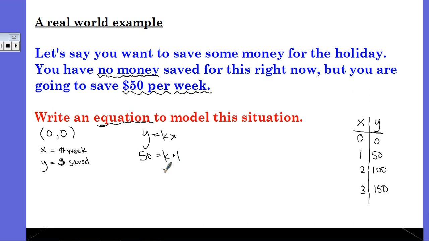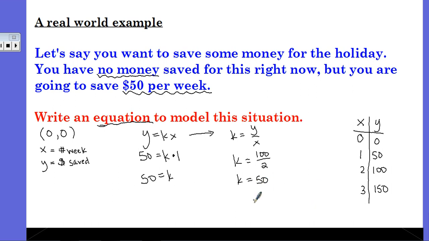So I know k times 1 is just k, so k equals 50. You could have done that for 2 and 100 or 3 and 150. The other way to do it is you can solve that equation for k first. So k would equal y divided by x, and then you can plug in your y and your x values. So this time we'll plug in 100 and 2, and we get k equals 50.